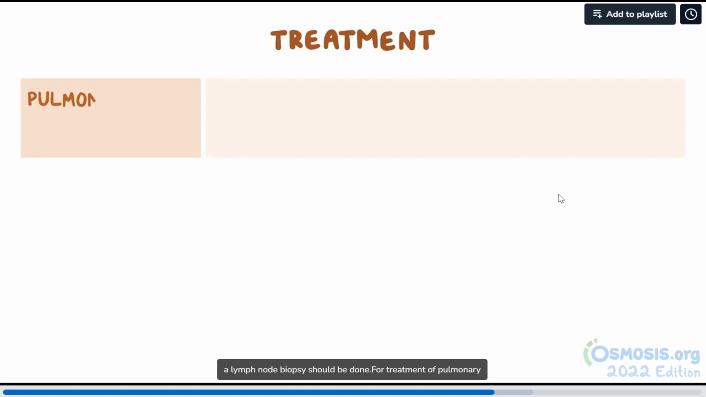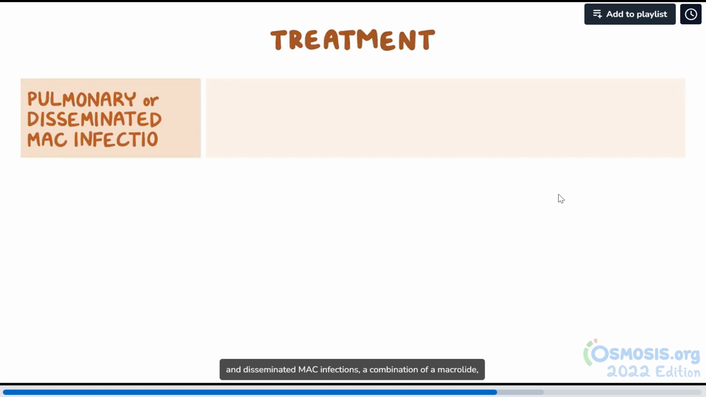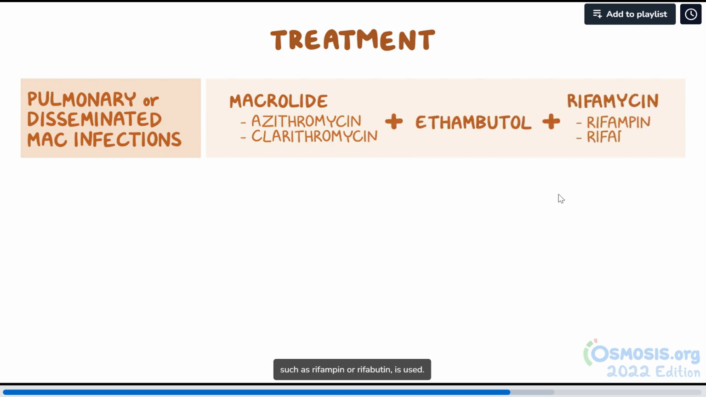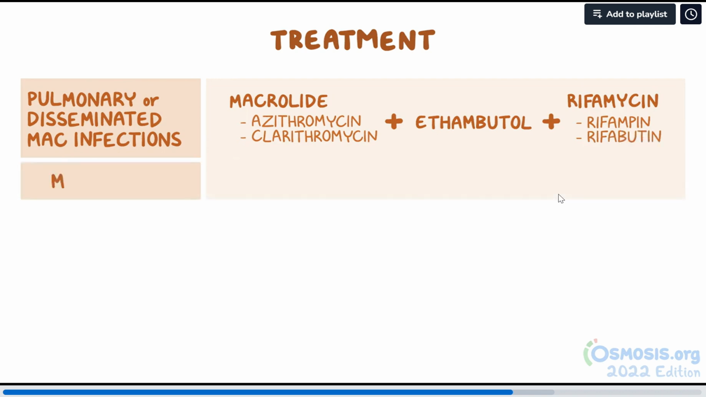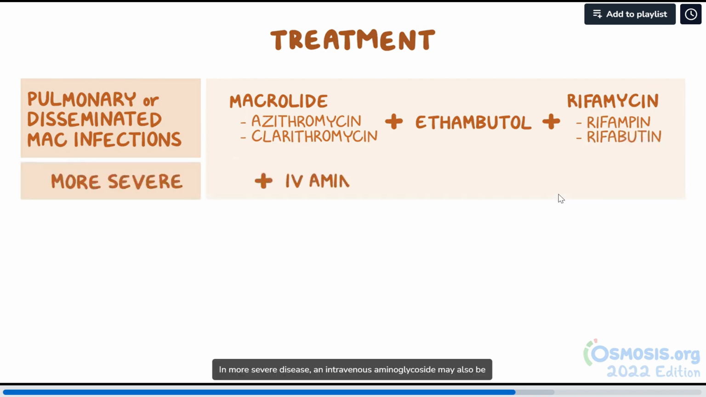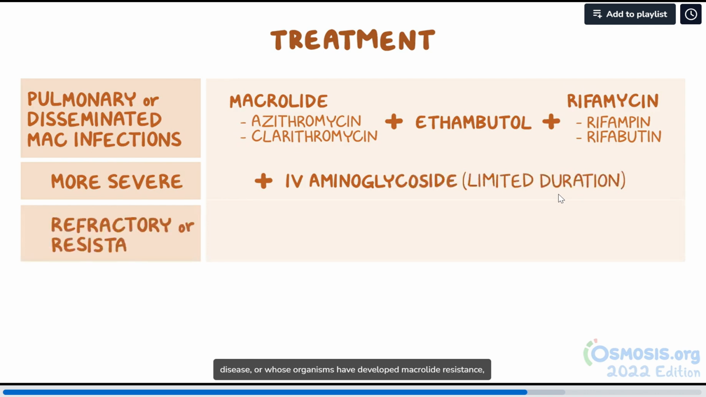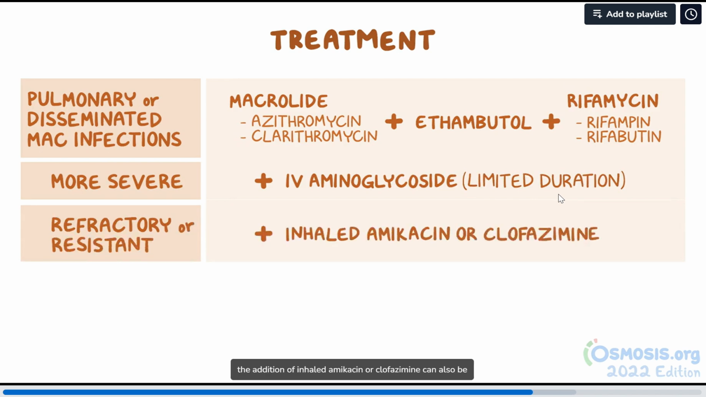For treatment of pulmonary and disseminated MAC infections, a combination of a macrolide, such as azithromycin or clarithromycin, plus ethambutol and a rifamycin, such as rifampin or rifabutin, is used. In more severe disease, an intravenous aminoglycoside may be used for limited duration. For those with refractory disease or whose organisms have developed macrolide resistance, the addition of inhaled amikacin or clofazimine can also be considered.